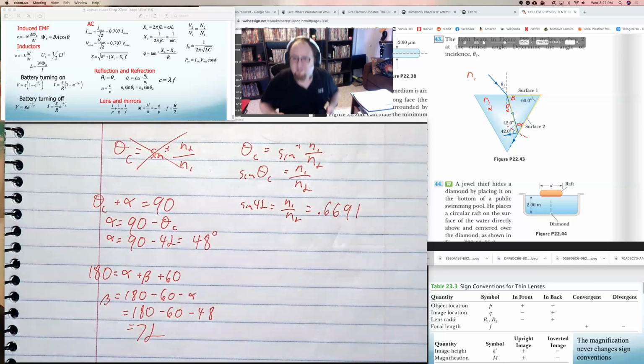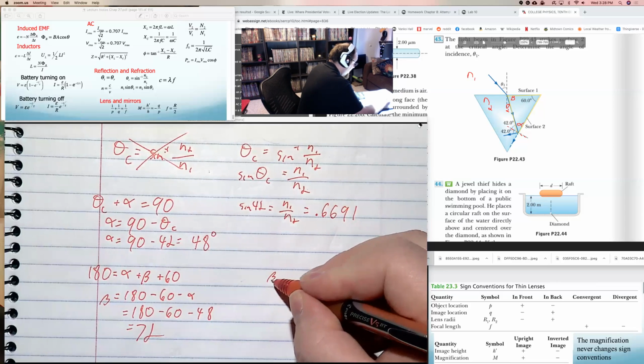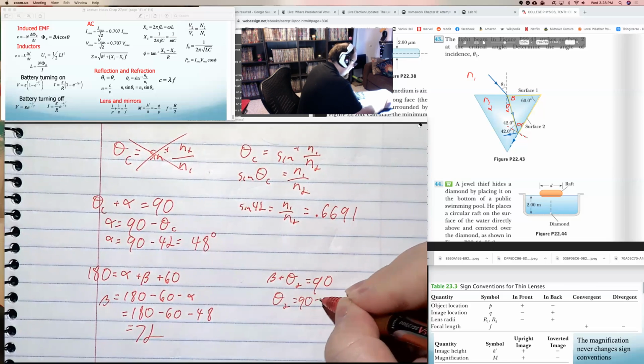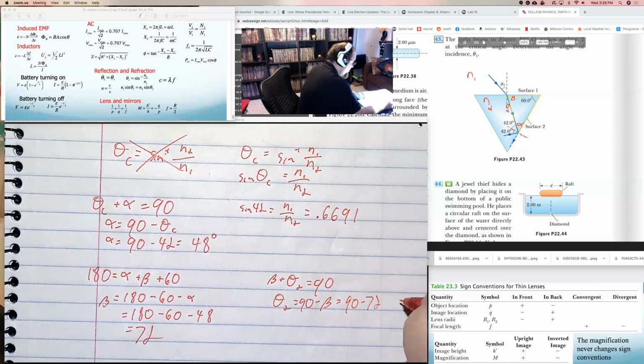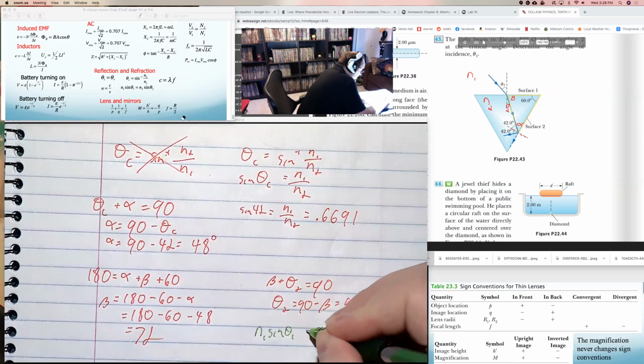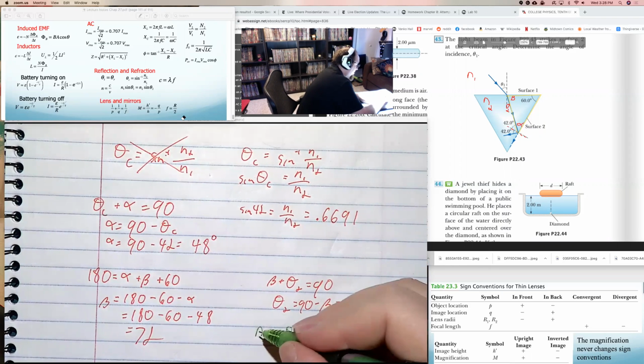Thing is, I don't actually care about beta. What I want is this theta 2 right here, but that's a right angle. So beta plus theta 2 equals 90, which means theta 2 is 90 minus beta, or 90 minus 72, also known as 18. Now I have theta 2. Since I have theta 2, I want to find theta 1. I can use Snell's law: n1 sine theta 1 equals n2 sine theta 2. If I want to find theta 1, I'll divide both sides by n1.